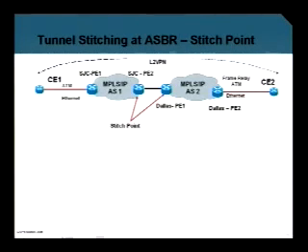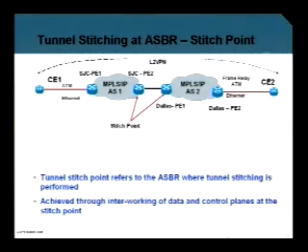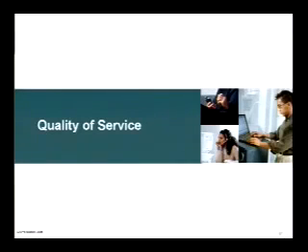So this is what is called tunnel stitching, which you do at ASBR. This is your border router. These two. Achieved through interworking of data and control planes at the stitch point. These two stitch points. Nothing happens here. Transparent to customers. It's more of the provider's headache. Capability of the boxes which we are using. Okay, that's pretty much about the tunnel stitching part.